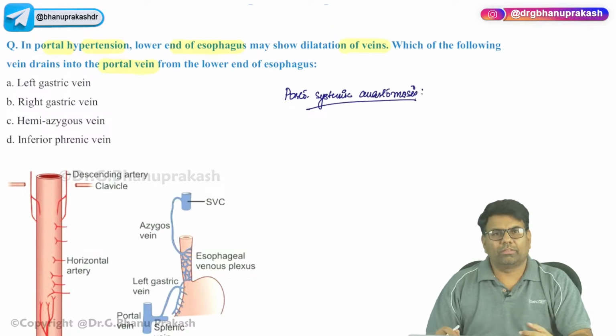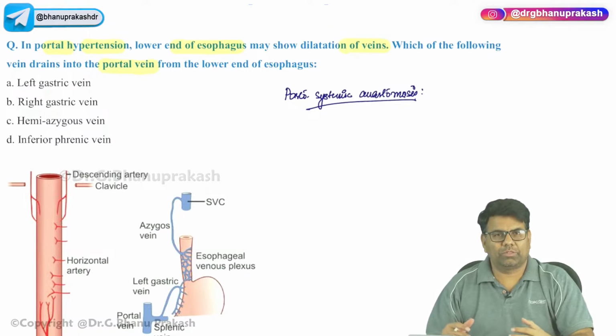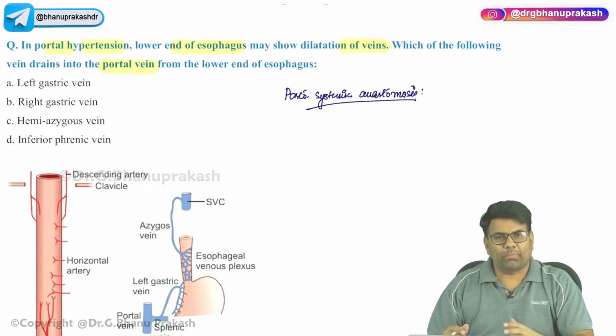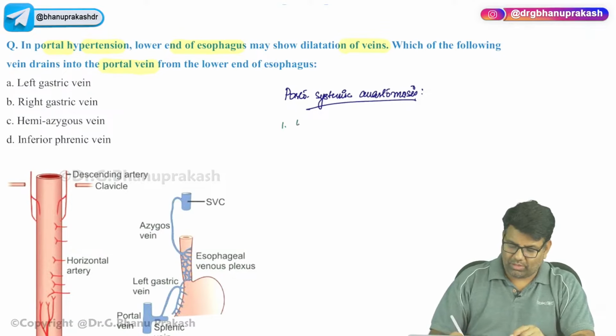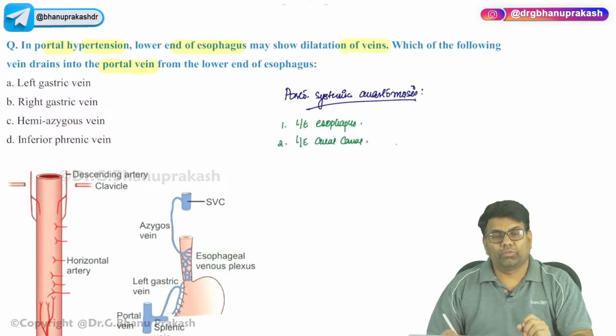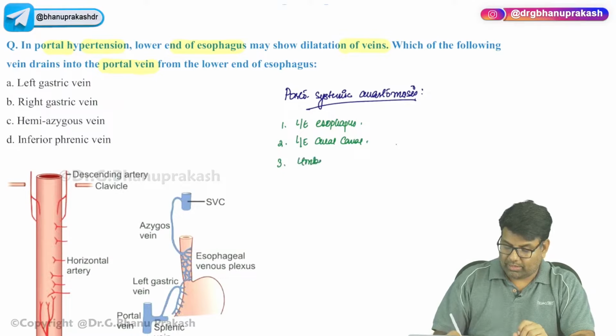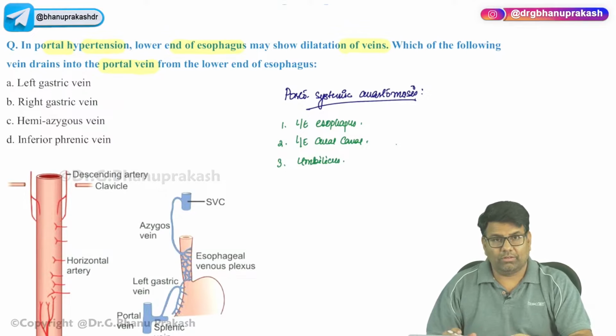And here, in certain areas of the body, a vein from the systemic circulation and a vein of the portal circulation anastomose with each other. And from exam point of view, you have to remember at least three areas. Number one is the lower end of esophagus. Number two is lower end of anal canal. Number three is umbilicus. Right. So these are the three common areas where we have this portocaval anastomosis.